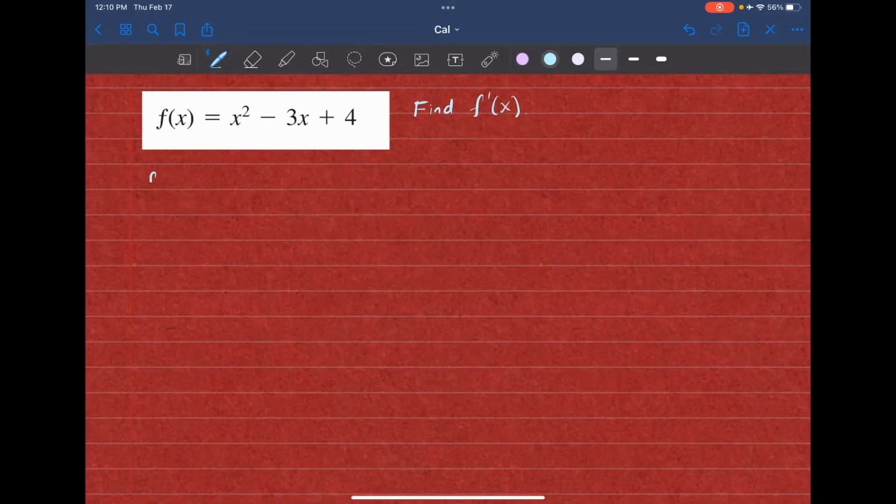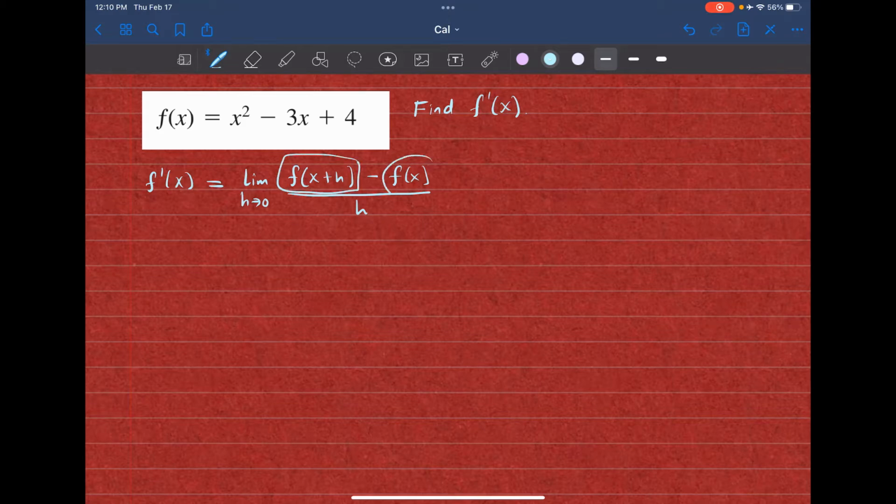We want to find f prime of x using the limit definition. So the limit as h approaches 0 of f of x plus h minus f of x all over h. So we need to figure out what this is, and we know this is f of x. Subtract them and divide by h, then take the limit. So let's go ahead and do that.